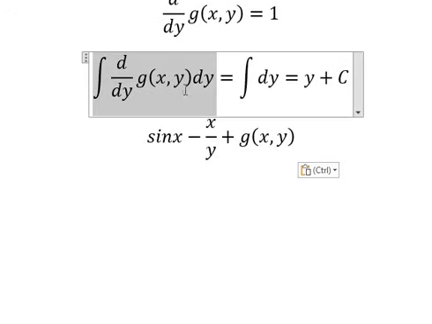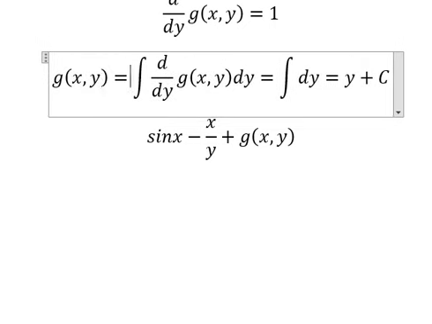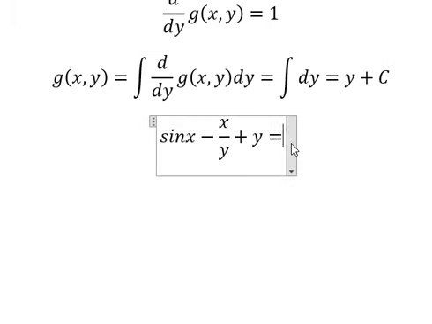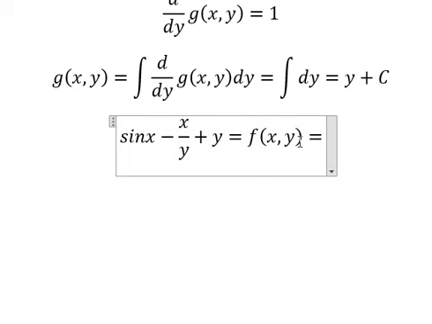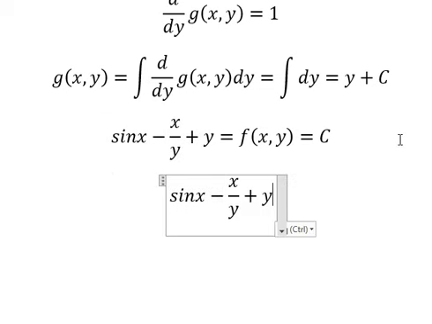The integration of this one, we have 3sy. 3sy equals to y. So I will put y in here. And we know that this one is same with fsy. fsy equals to c. And we have the final answer.